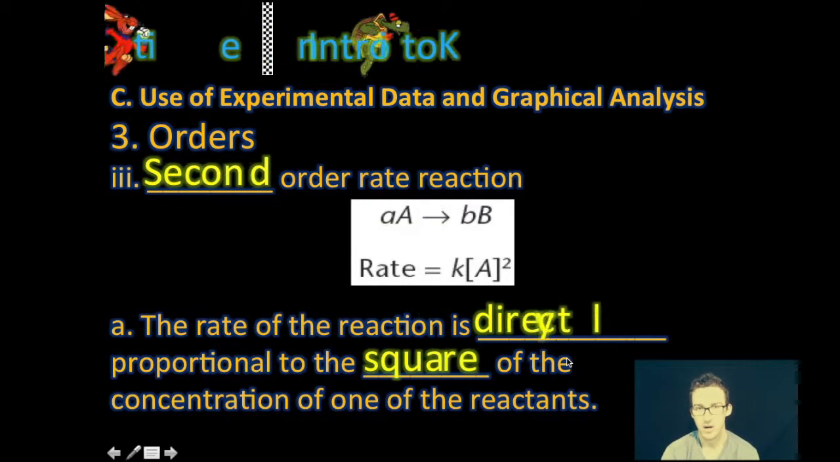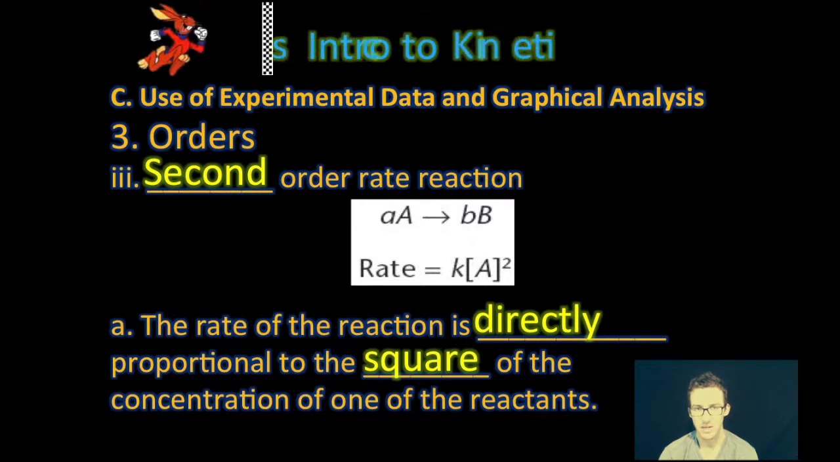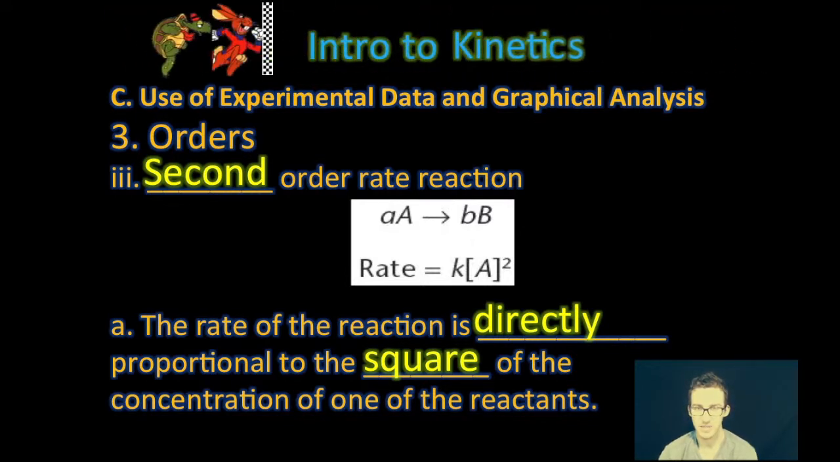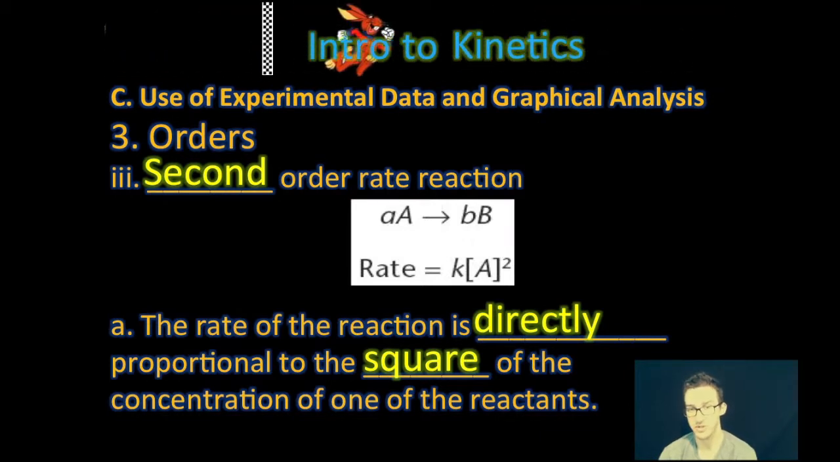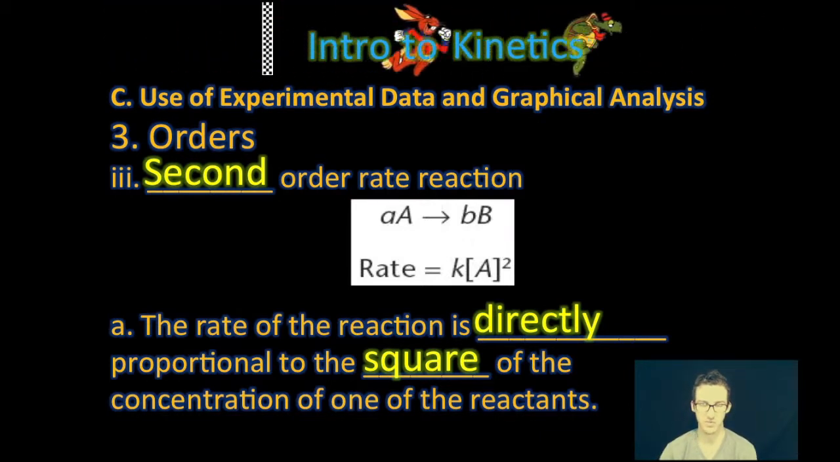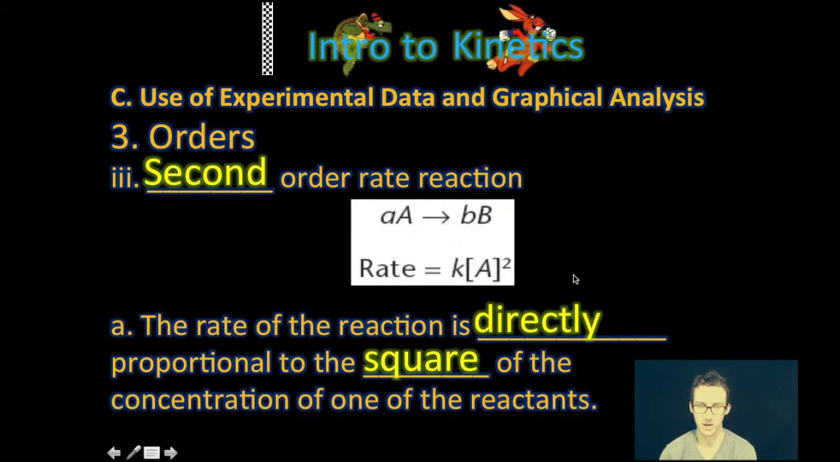Our second order rate reaction, or our second order rate law, is described simply as where the rate of the reaction is directly proportional to the square of the concentration of one of the reactants. And again, you see that expressed in your rate law, your rate equation there.